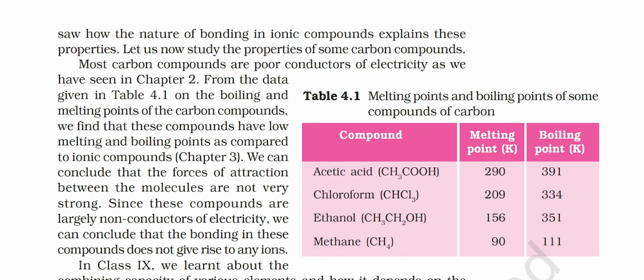Most carbon compounds are poor conductors of electricity, as we have seen in Chapter 2. From the data given in Table 4.1 on the boiling and melting points of carbon compounds, we find that these compounds have low melting and boiling points as compared to ionic compounds, Chapter 3. We can conclude that the forces of attraction between the molecules are not very strong, since these compounds are largely non-conductors of electricity. We can conclude that the bonding in these compounds does not give rise to any ions.